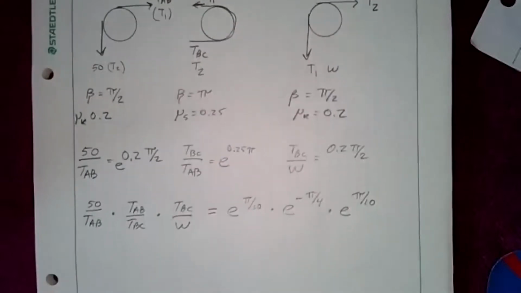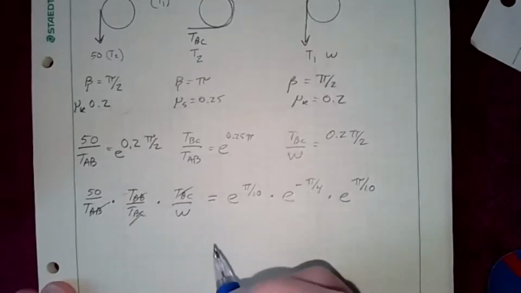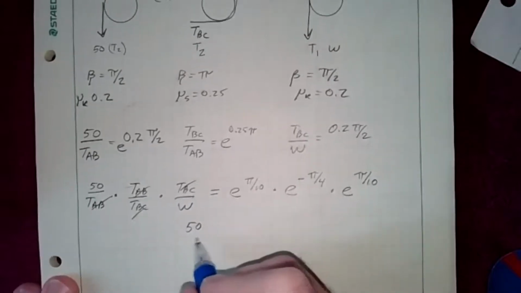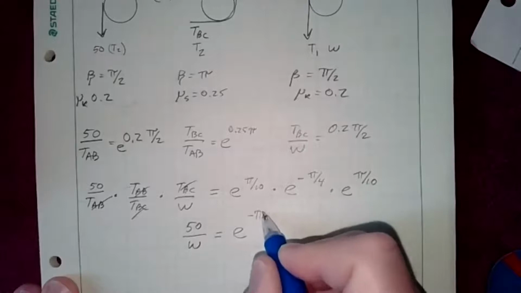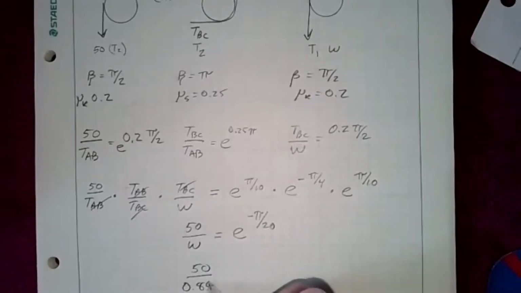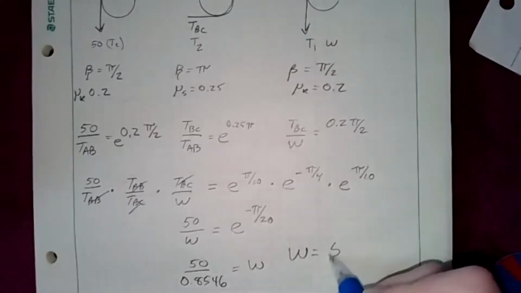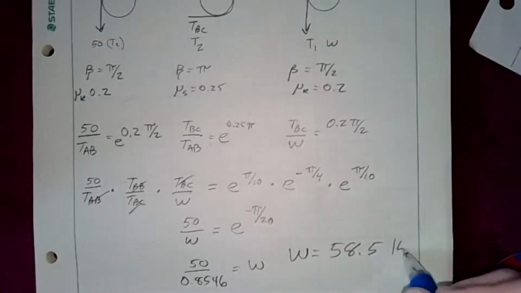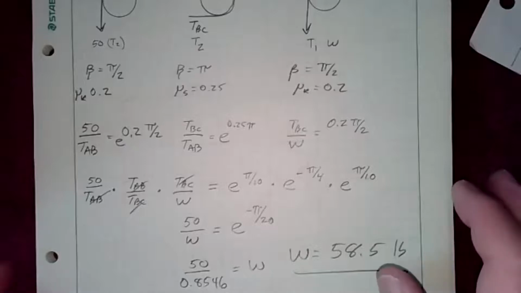Okay, so this cancels with this and this, and we end up with 50 over W equals e to the minus pi over 20. And so we end up with basically 50 over 0.8546, which equals W. So W equals 58.5 pounds. And there you go. So that's how you do that. What that would say is if you were to slowly move it.